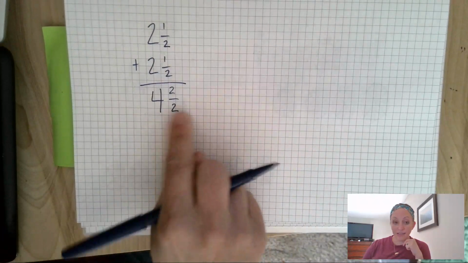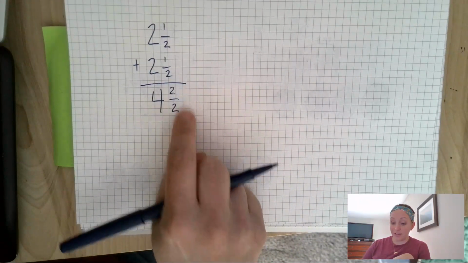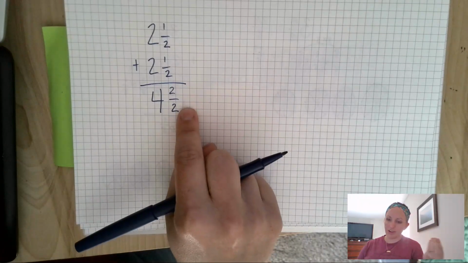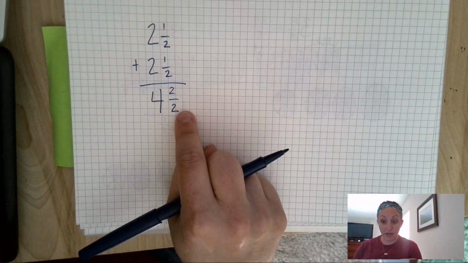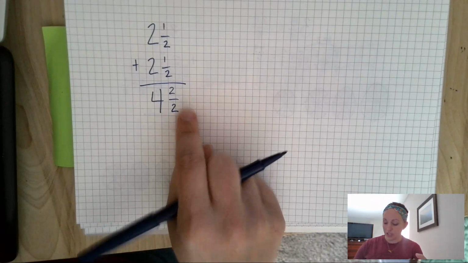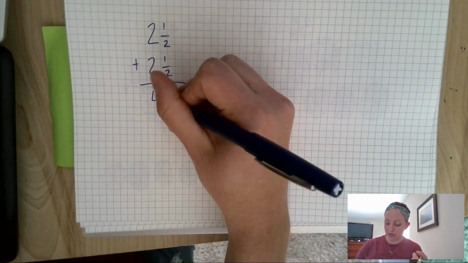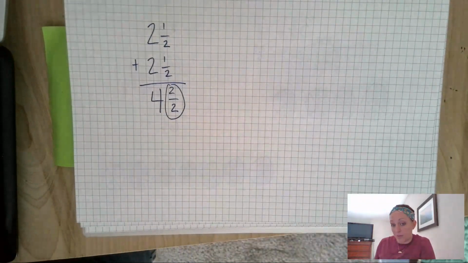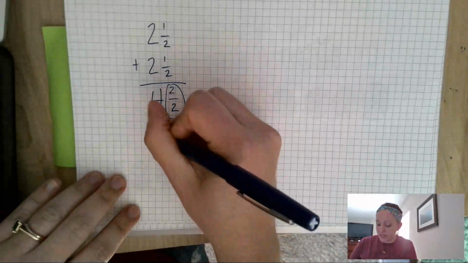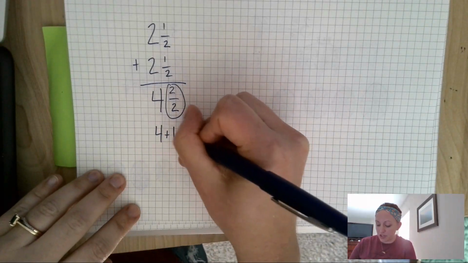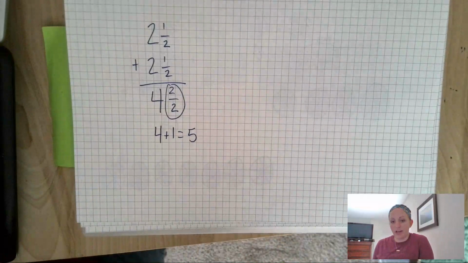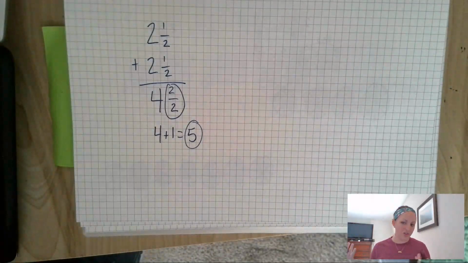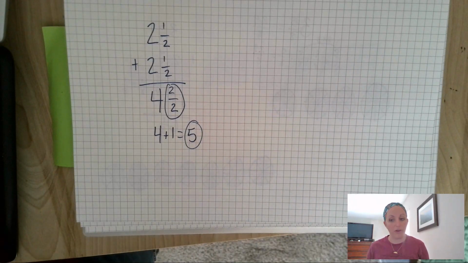All right, again, I'm looking at this and I have an unregrouped fraction. I cannot have a numerator that's the same as the denominator or bigger than the denominator. So I have to pull this whole out and add it over here. Well, this right here happens to be 1 whole, right? So this is the same thing as saying 4 plus 1, which is 5. So 2 1/2 plus 2 1/2 equals 5. And you don't put any fraction or anything with that if it ends up being a whole number.